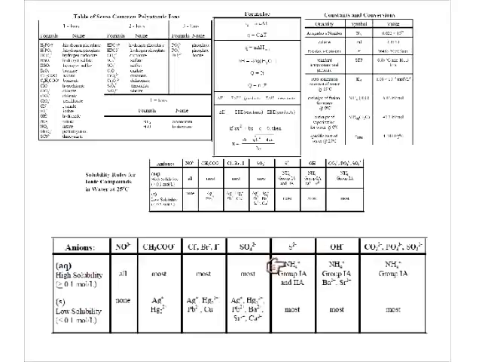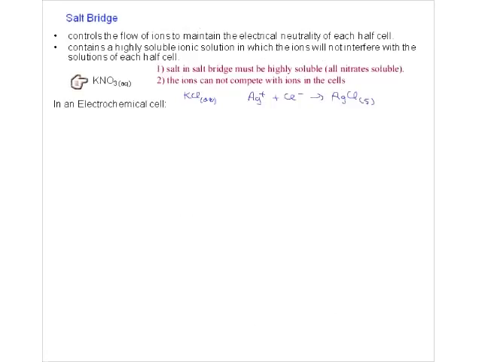Same thing is true with ammonia. If you use ammonia as a salt bridge material, then that's going to have basic properties, and it's going to foul up the chemistry there. So you've got to be very careful about what's in the salt bridge. So the best bet is potassium nitrate. That's going to work with just about everything. All right, so watch out.